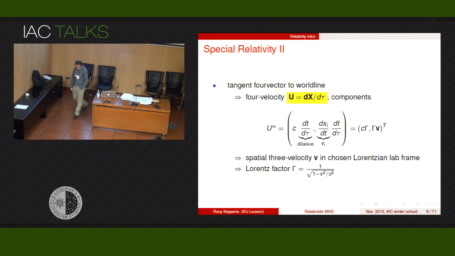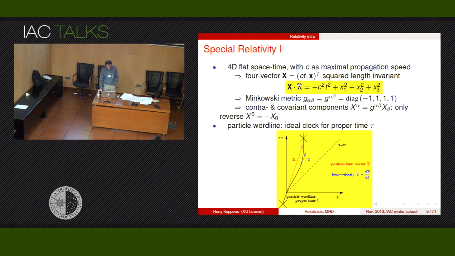So, to compute the 4-vector to the world line, what I'm going to do is translate everything to this familiar split in time plus space, because that's the one I knew best from Newtonian MHD, and I'm assuming that's the same for you guys. So I'm taking this 4-velocity, and I just have to take the derivative with respect to my clock, my proper time. And so then I need to just derive this with respect to tau.